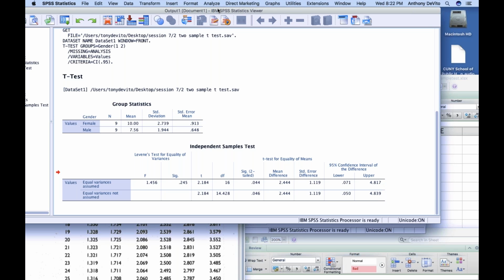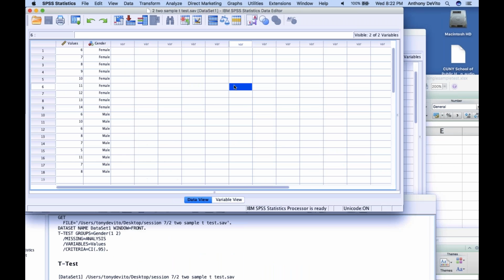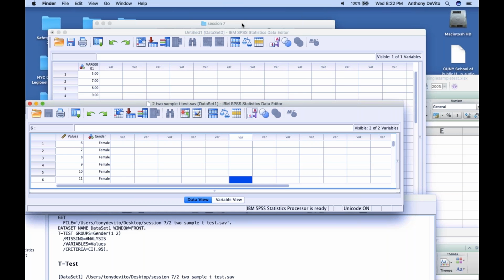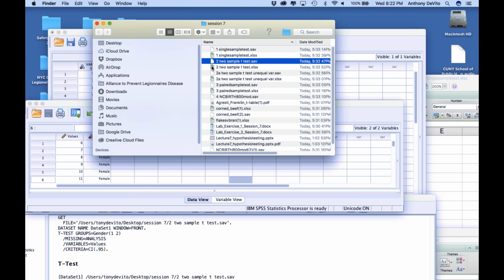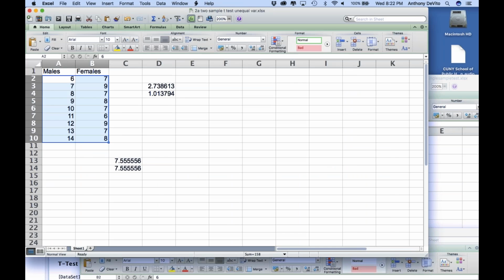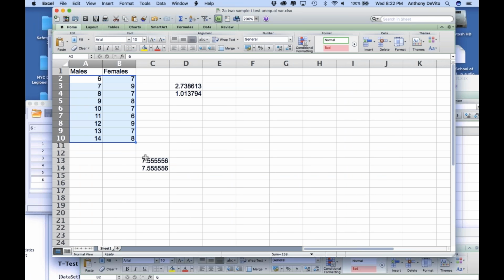Okay, now let's drop the next shoe. Let's open up another bit of data. I'm almost done here. I just want to get to this one, which surprisingly is called two-sample t-test unequal variances. So now let's calculate this one out.